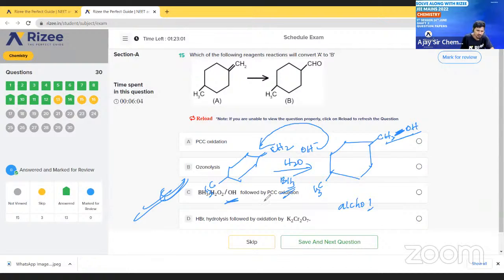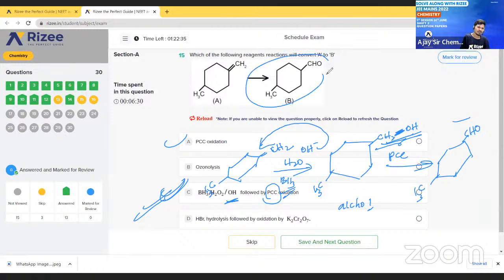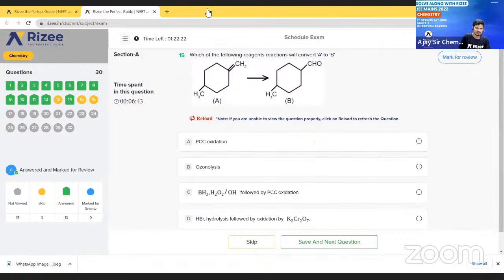Next PCC will come. What is the work of PCC? I already said, PCC will convert alcohol into aldehydes. So here alcohol is there, so it will convert into the aldehyde. Very simple. Here CH3 is there, so it will convert this CH2OH into CHO aldehyde. So this is our final product we got here. So option C is the correct option. Is it okay? Take one screenshot. Okay, I'll go to the next question.